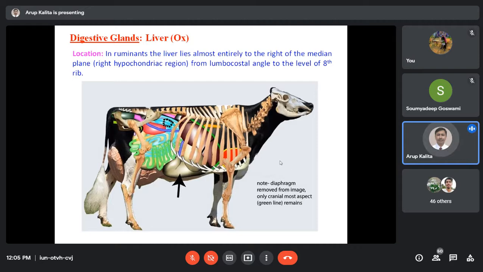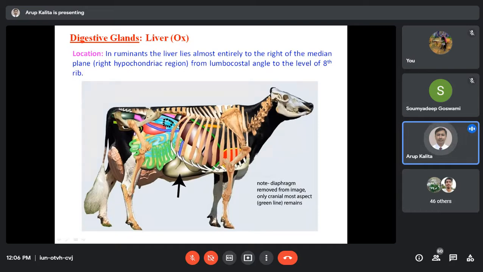So here you see in this photograph, this is the right side of the abdomen. These are the ribs. This green color is the diaphragm. Now this chocolate color is the liver. The liver is present in the right hypochondriac region. From the level of the lumbocostal angle, lumbo is the first lumbar vertebra, costa means rib. The lumbocostal angle is this one. So the liver extends from the lumbocostal angle to the level of the 8th rib.